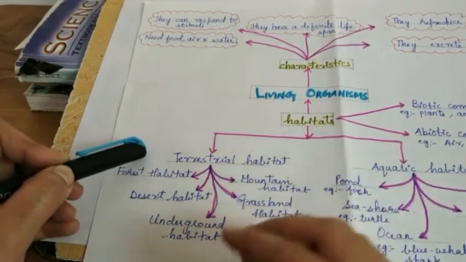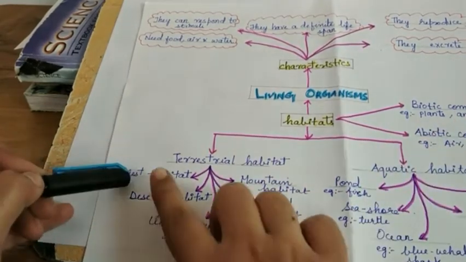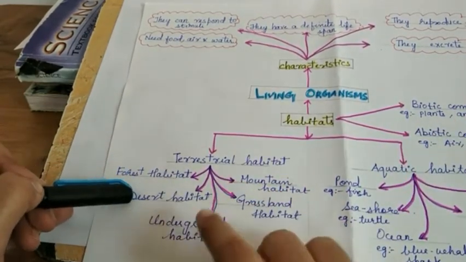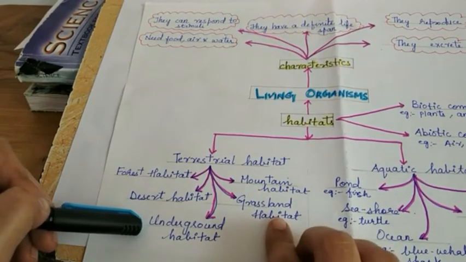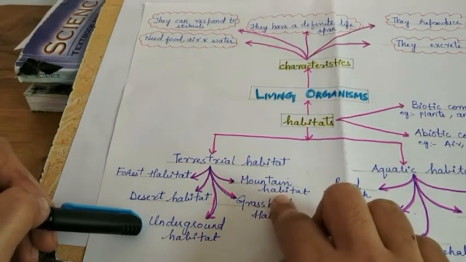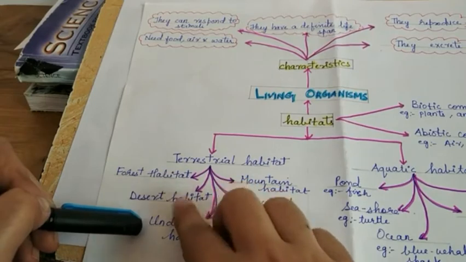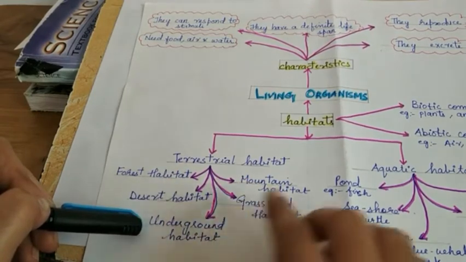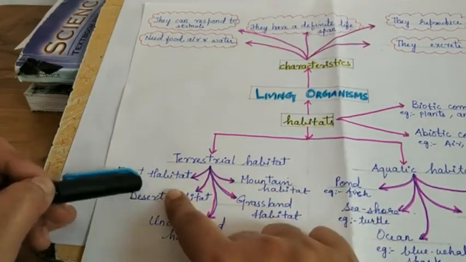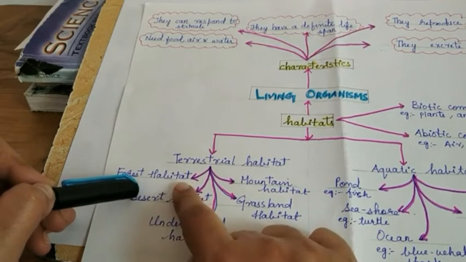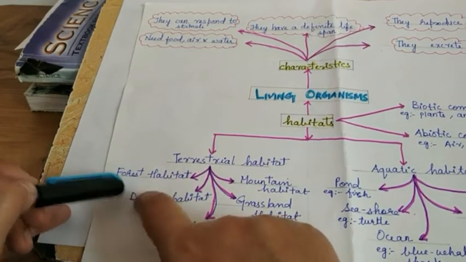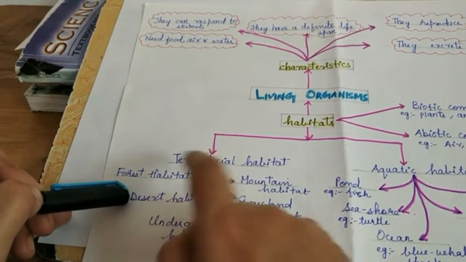Different types of habitat, five different types are there: forest habitat, desert habitat, underground habitat, grassland habitat and mountain habitat. You can write one example of each. For example, in forest, what can you find? Lion and tiger, right? So you can write an example for forest habitat: lion and tiger.